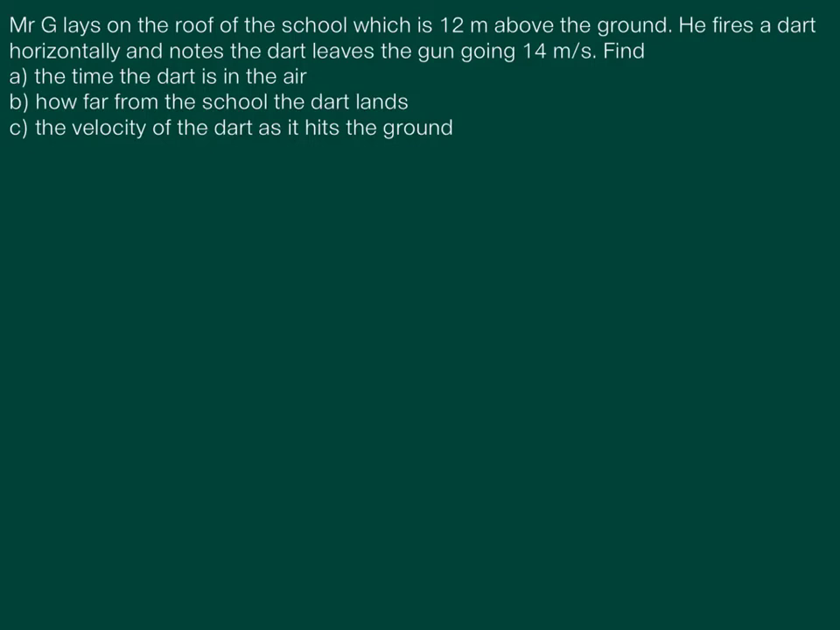So we're going to solve this projectile motion problem. We've got Mr. G laying on the roof of the school, which is 12 meters above the ground, and he fires it horizontally. Okay, so let's picture this thing.